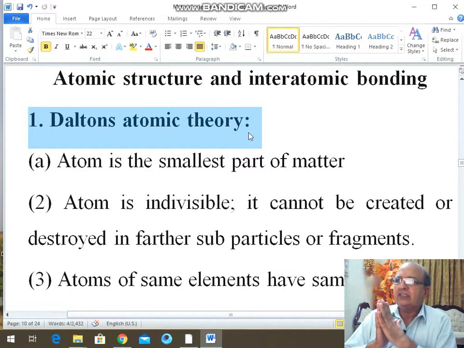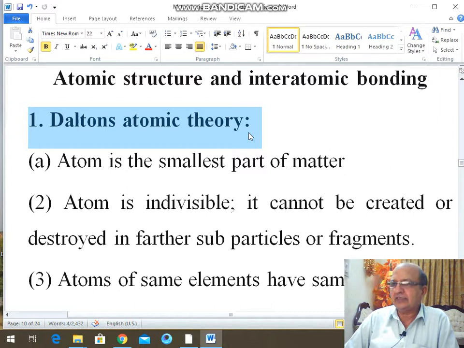डाल्टन्स ने कह दिया कि एटम इज़ द स्मॉलेस्ट पार्ट ऑफ मैटर, इट इज़ द टाइनीस्ट पार्ट ऑफ मैटर. एटम जो है वो मैटर का सबसे छोटा तरीन ज़र्रा है. उन्होंने ये भी कहा कि एटम इज़ इंडिविजिबल, यानी इसको आप हैमर भी करोगे, जो भी करोगे, उससे आप छोटे हिस्सों में तकसीम नहीं कर सकते.